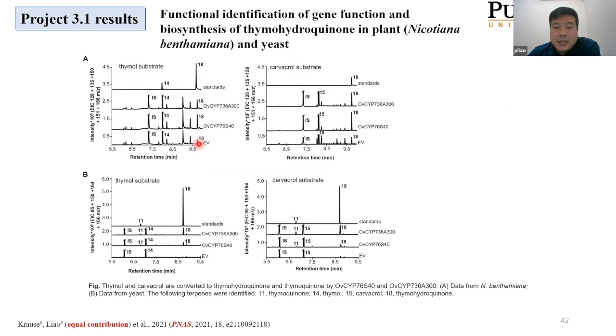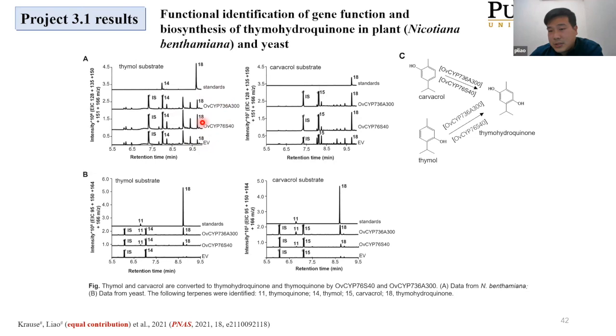Okay, so actually in the empty vector control, we can also see the production of a small amount of thymohydroquinone. So this indicates that native P450s exist in the tobacco system. However, we also checked these 2 genes' functions in yeast. In the empty vector control of yeast, we cannot see any of the thymohydroquinone here, which further demonstrates our results. Our conclusion is that these 2 CYPs can use both carvacrol and thymol to produce thymohydroquinone.